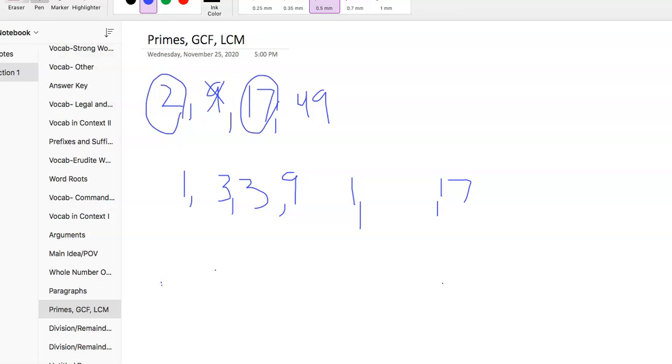And then what about 49? We've got 1 and 49. And what about these guys? 7 and 7. 7 times 7 is 49, right? And so because of that, 49 is not prime. As we're getting into prime factors, we really aren't going way up there to 49 like that.